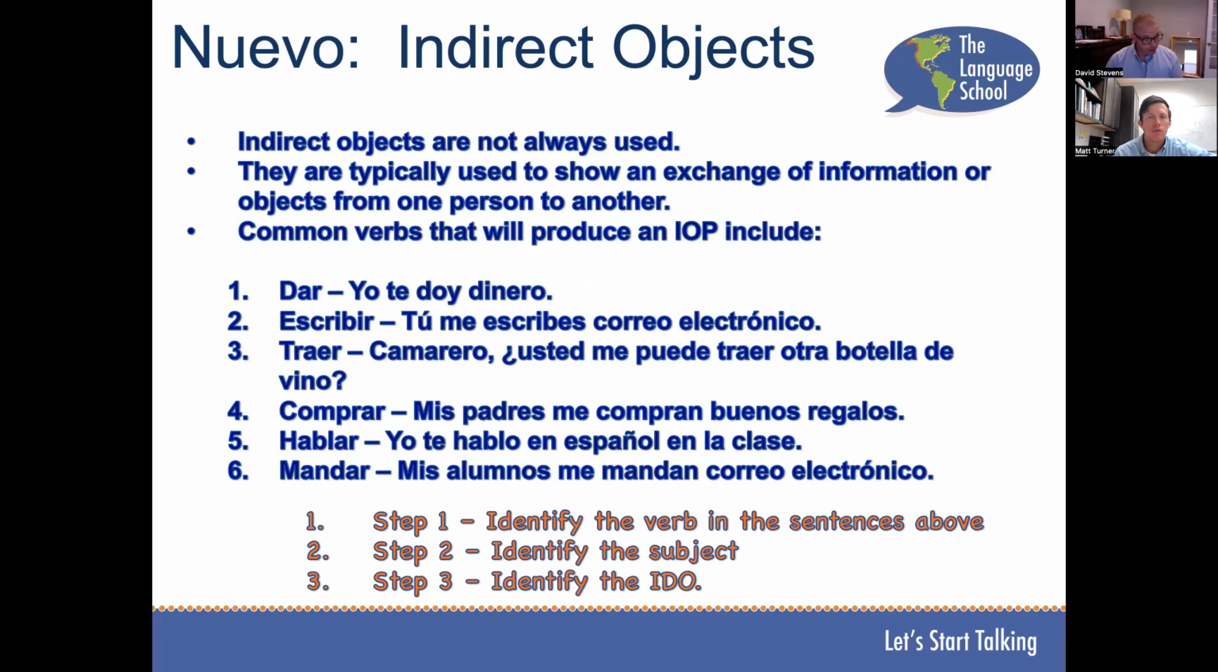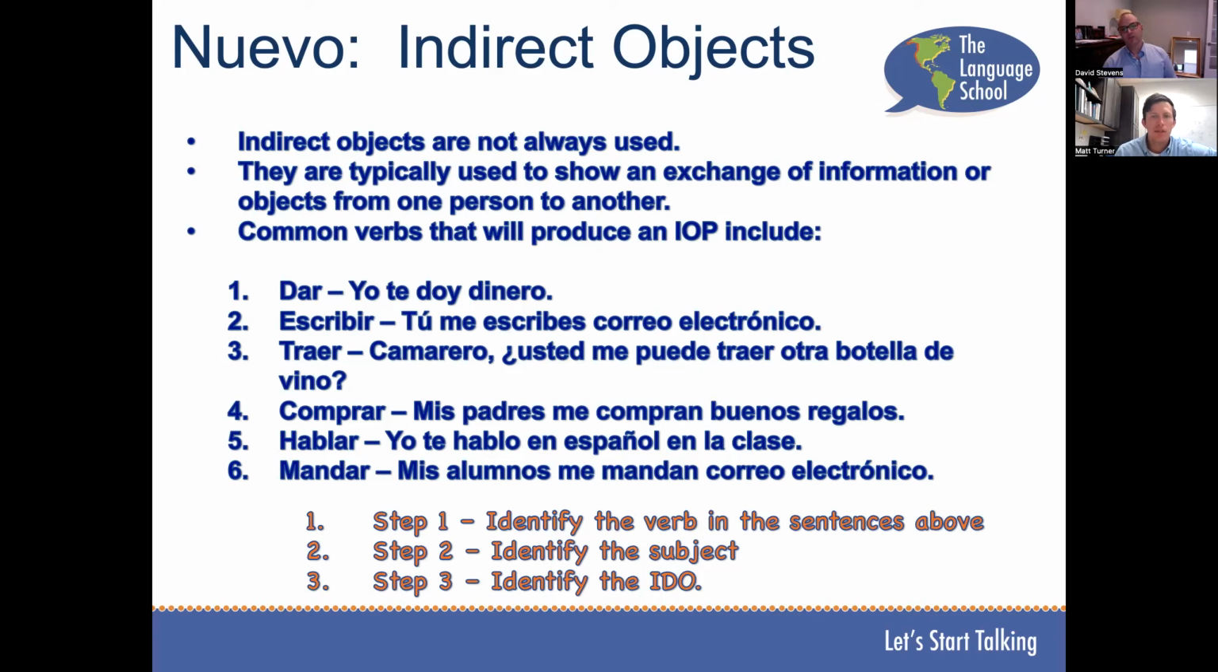Indirect objects are not always used. They're typically used to show some type of an exchange of information or objects, possession, when you're physically handing something to somebody. Because of that, there's really only a few verbs that would be used in conjunction. You can't just use an indirect object with everything. So dar, we were talking about the verb dar in our last class. Remember, that's the irregular one. Yo doy. So can you read that example to me?